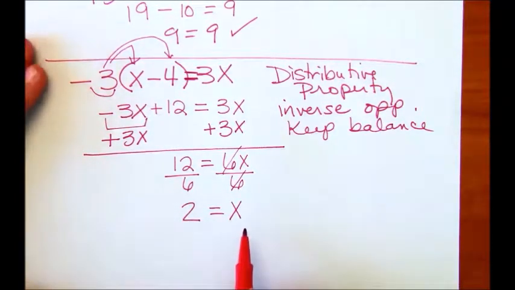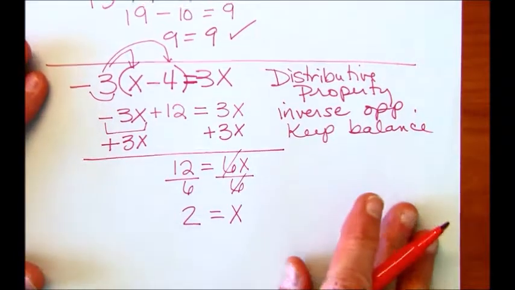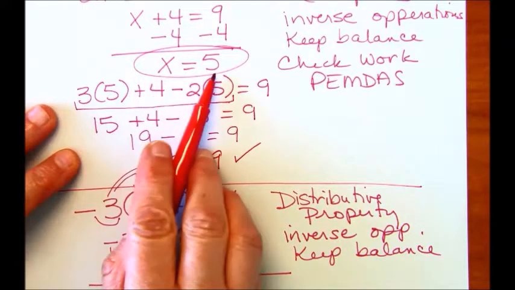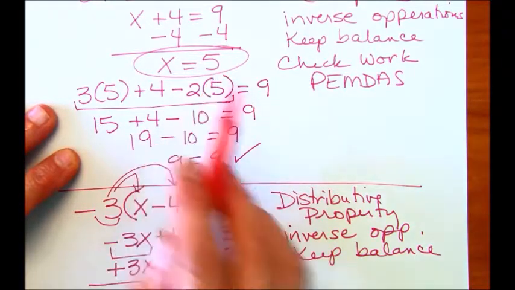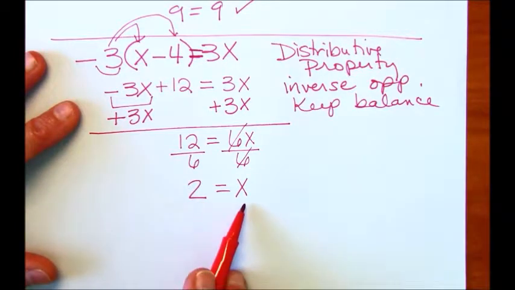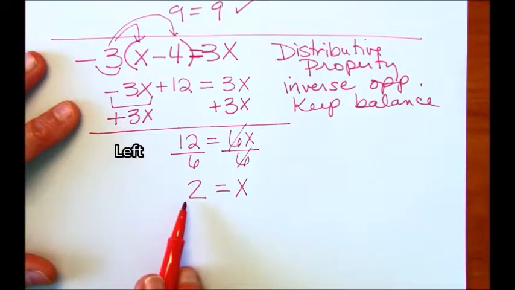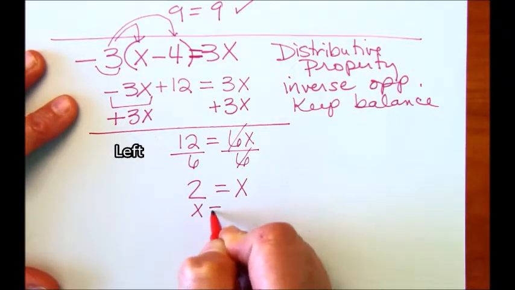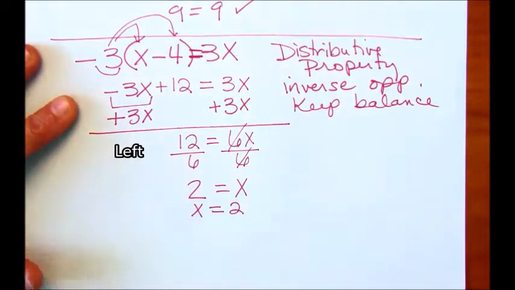Now notice that in previous answers, the x was on the left-hand side, and then the value was on the right side. It really doesn't matter that in this case the x is on the right and the value is on the left. If it makes you feel better, you could just rewrite it as x equals 2 instead of 2 equals x.